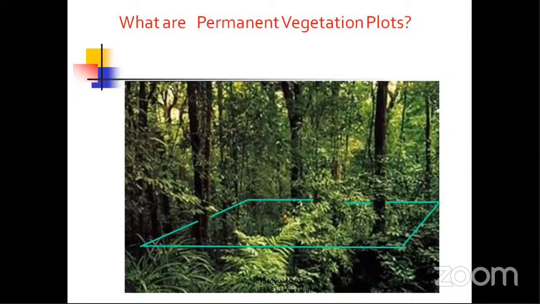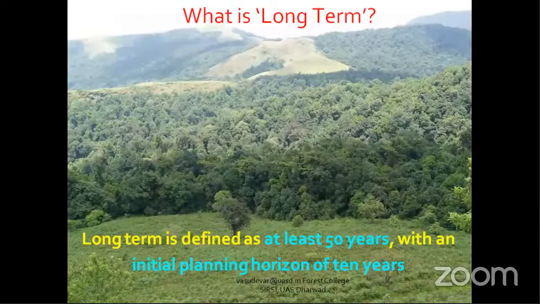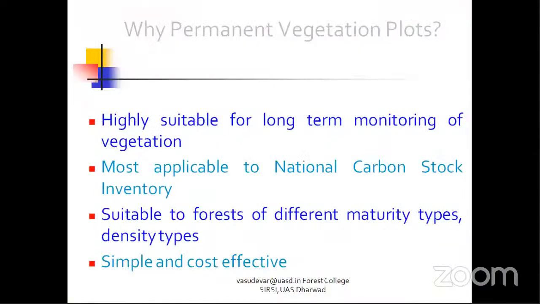It's essentially a plot marked in space, in the sense that in a forested ecosystem, space is a constraint for the plants to grow. We have to identify this particular plot in the space of an ecosystem within the forest. What we mean by long term is defined as at least 50 years, with an initial planning horizon of around 10 years. Whatever you start doing today, you should be able to monitor for at least about 10 more years. That we call a little long term.